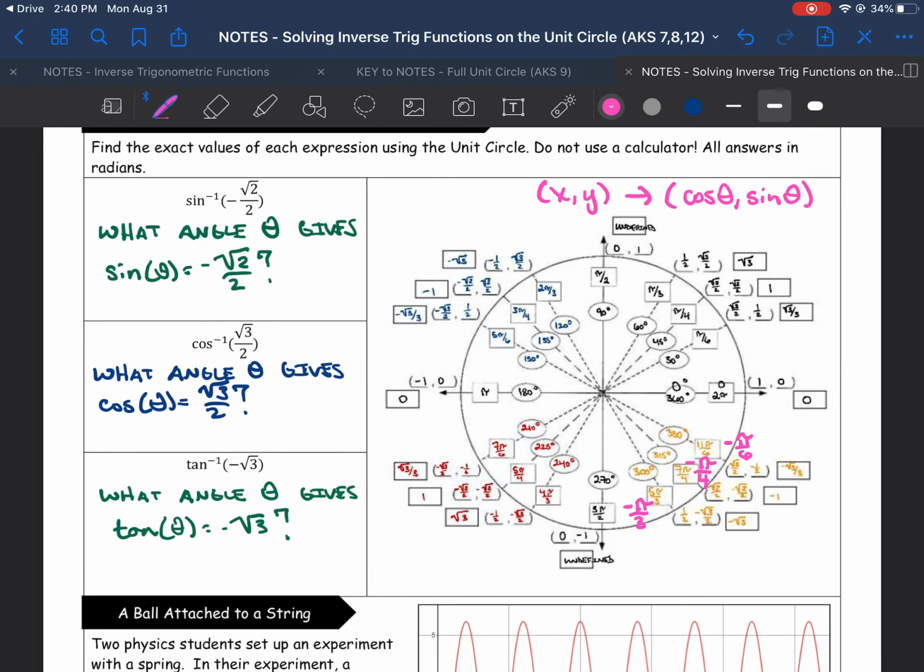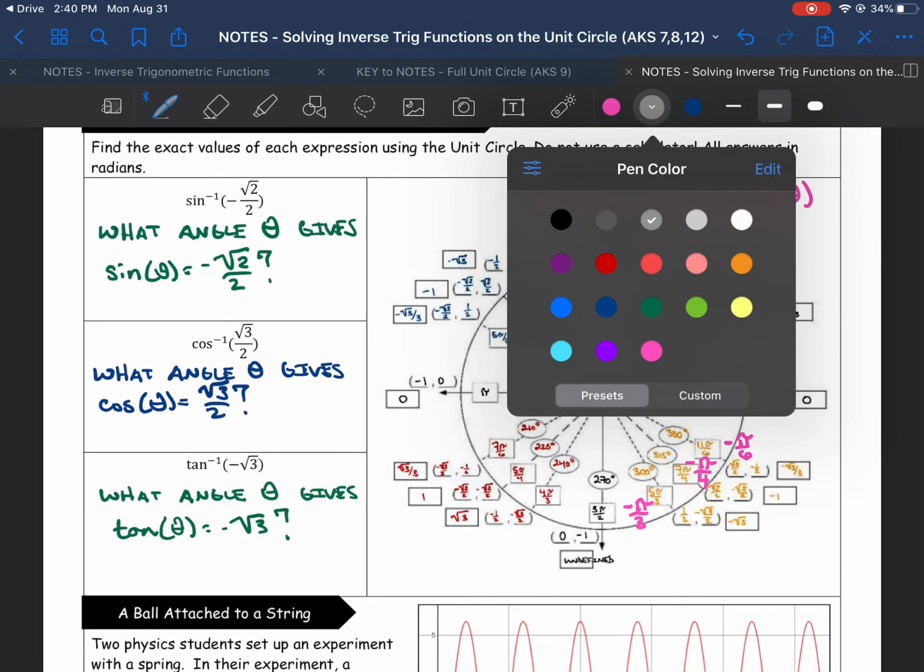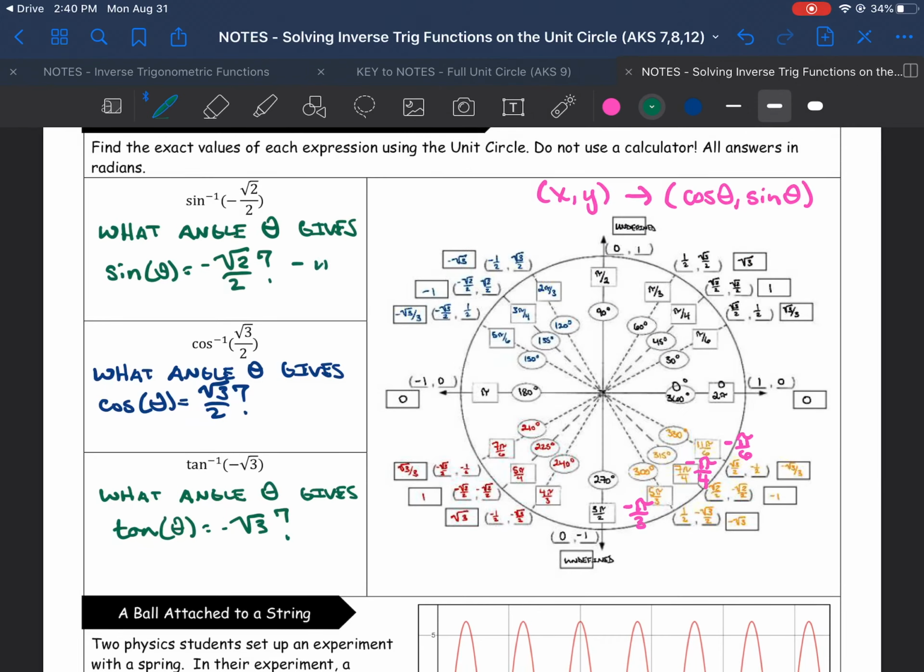So our answer here is negative pi over 4. That's the angle that if we took the sine of that angle, we would get negative square root of 2 over 2. And it's within the restricted domain.